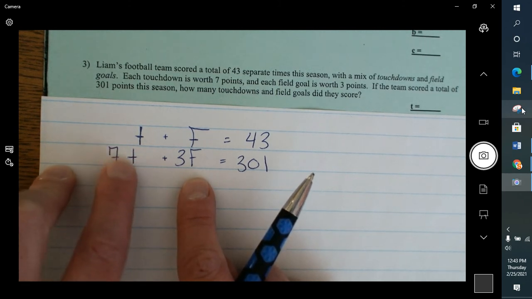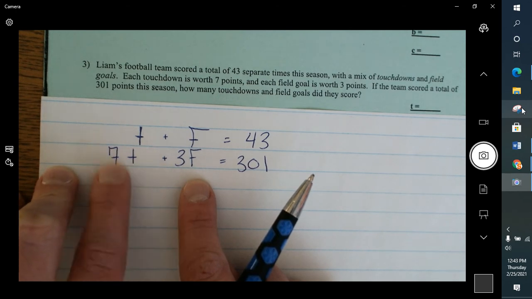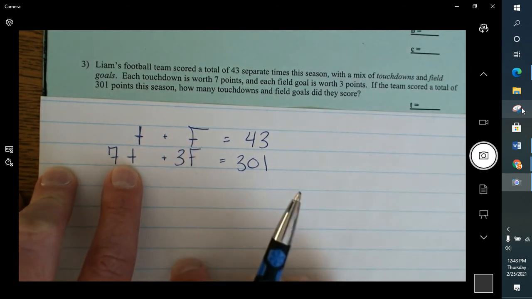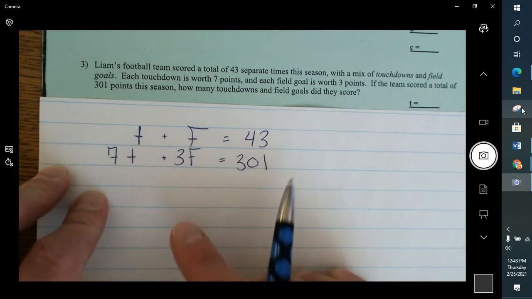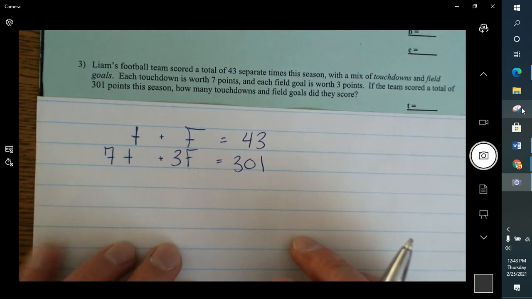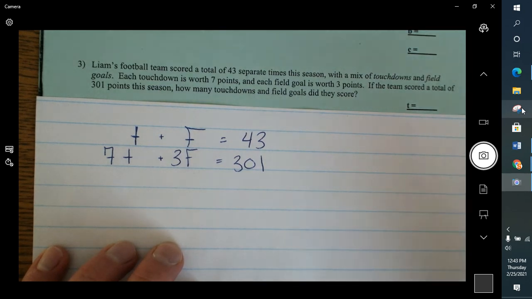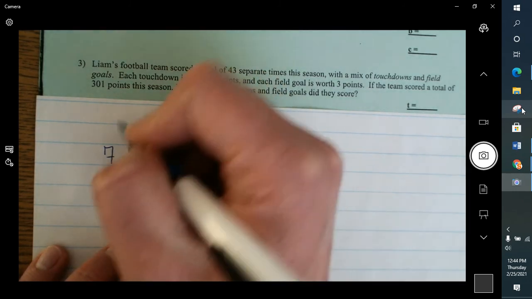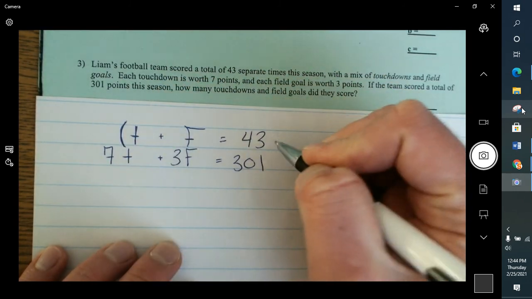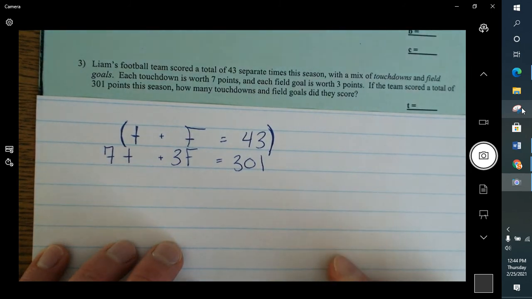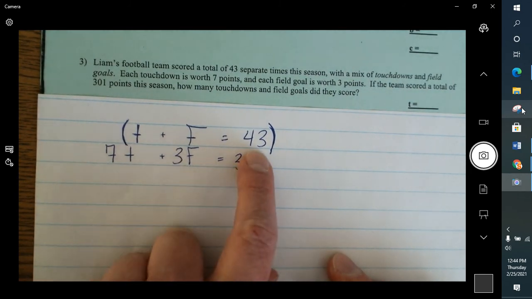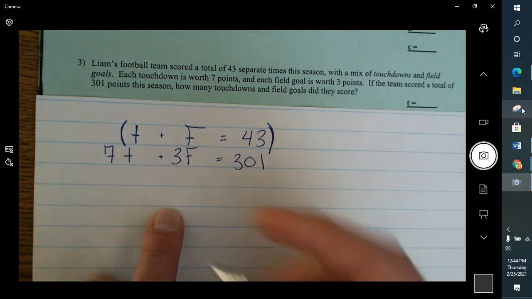To get the T's to cancel out, I'll have to multiply by 7, or to get the F's to cancel out, I'll have to multiply this first equation by 3. There's really no wrong way. At the end of the story, we'll both find what T and F equal. In this circumstance, I'm going to go for 3. It's going to be easy. Maybe I can do it mentally here.